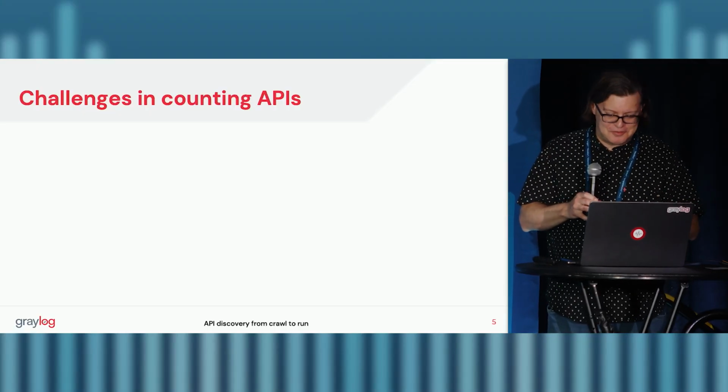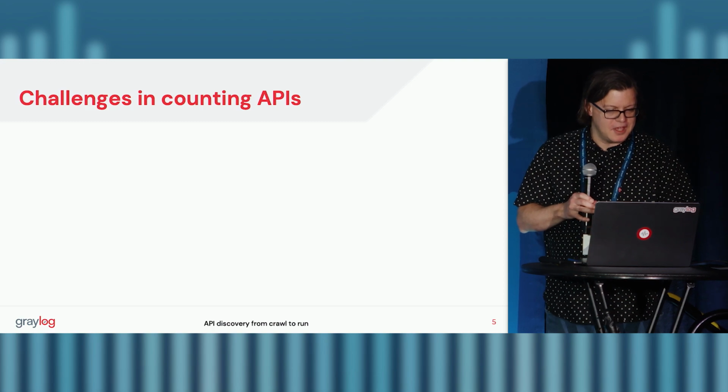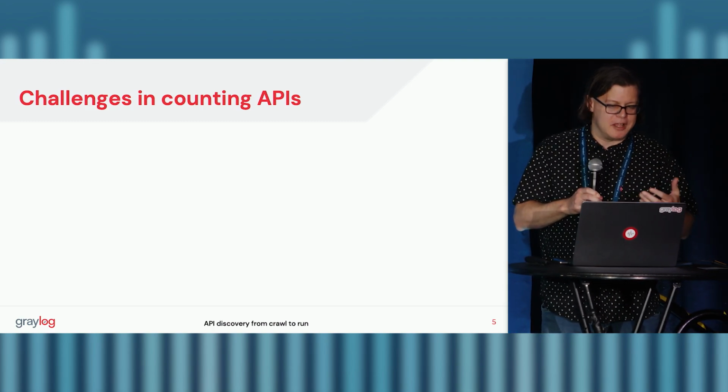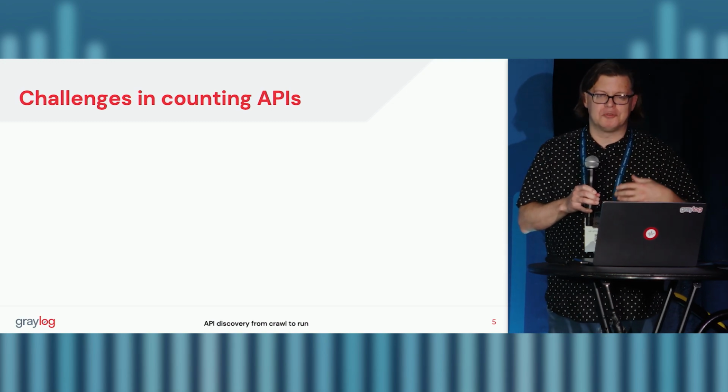Okay, so this is where I think things get kind of interesting from a philosophical perspective, because obviously what we want to do here is we want to be counting our APIs. We're discovering our APIs, we're creating metrics about our APIs. That means we have to make decisions about what it is that we're counting.